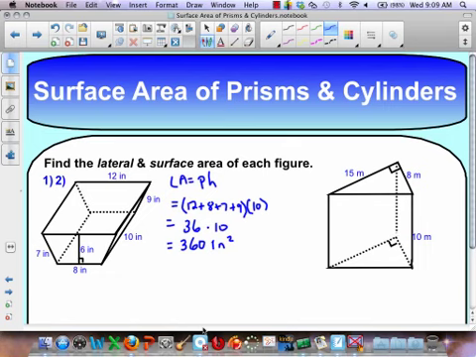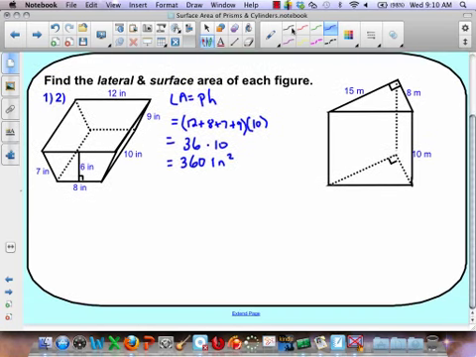Now notice, I didn't find the area of the base. I'm just doing lateral area. Okay, so if I want to do surface area, what do I have to add in there? Yeah, the 2b. Alright, so do that at the bottom here. So surface area is pH plus 2b. And we already know what the pH is, right? That's from right here. So we have 360 plus 2b.